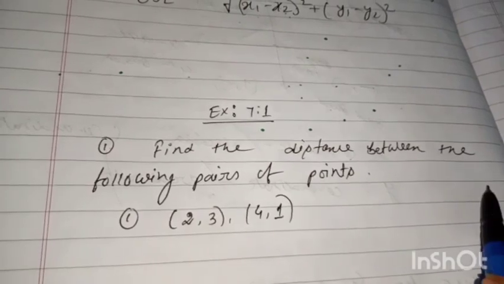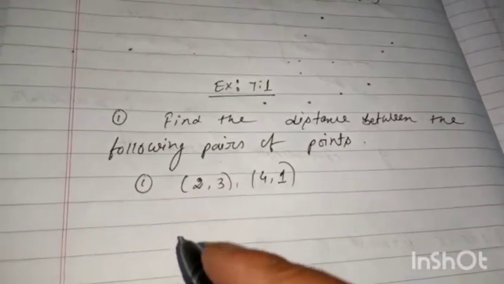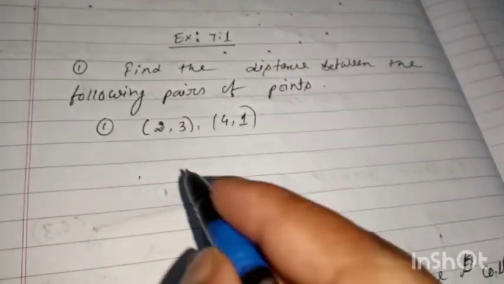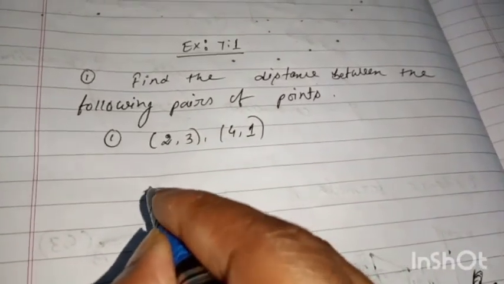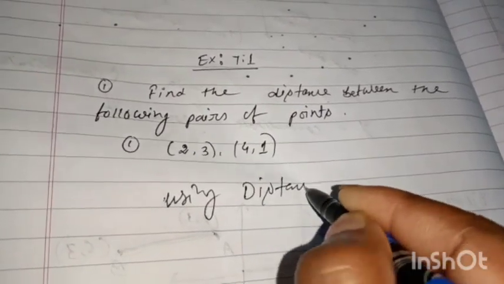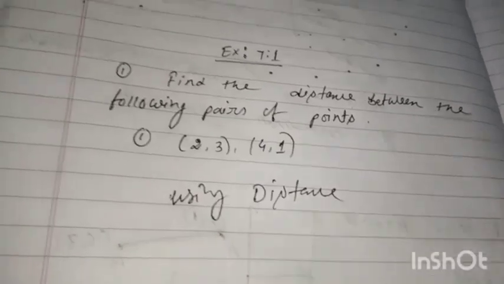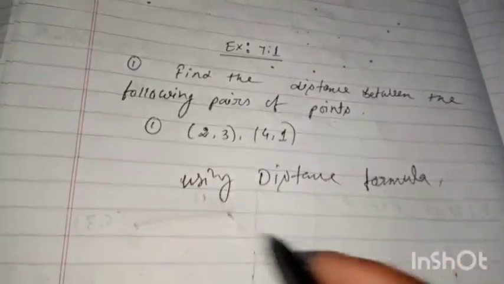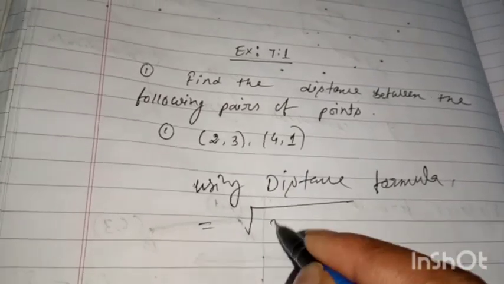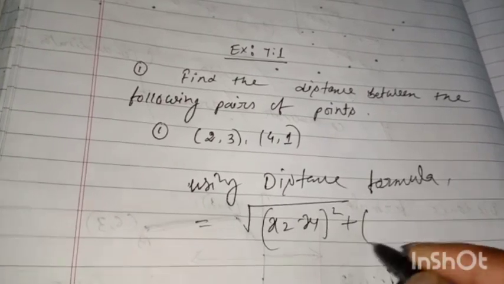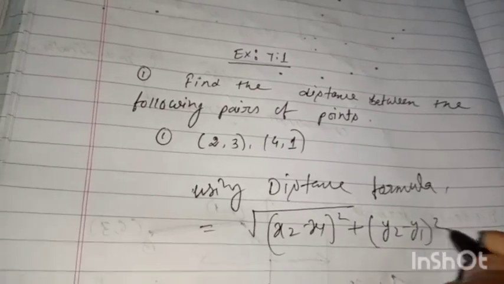Find the distance between the following pairs of points. There are 3 questions actually. Question number 1. See. You need to find out the distance. So how to use this formula here? See. Using distance formula. What? Root over X2 minus X1 whole square plus Y2 minus Y1 whole square.